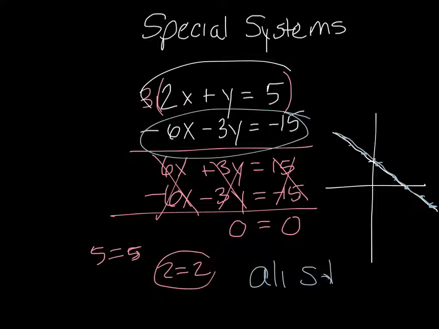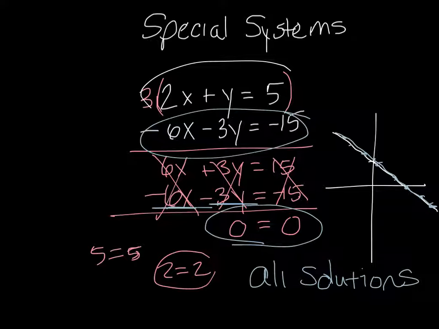Now this happens once in a while. And you can tell, without graphing, that it's all solutions when the x's and y's both disappear, and you actually get something that's true. Then you know it's all solutions. Okay, so let's look at another example.